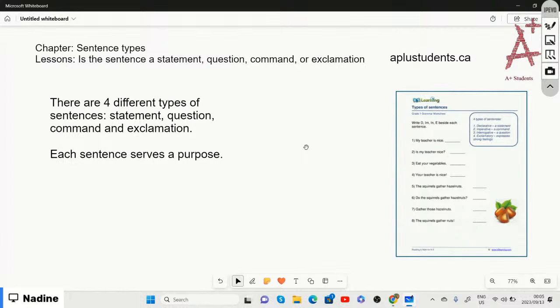Our lessons today are on aplusstudents.ca. That is where we'll be doing all our tutorial lessons, as well as our test to test ourselves to see if we are able to identify a statement, a question, a command, or an exclamation.